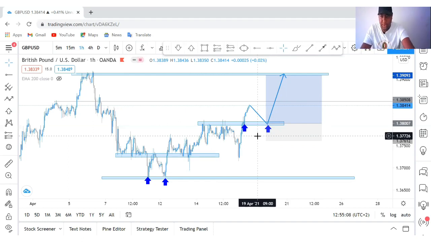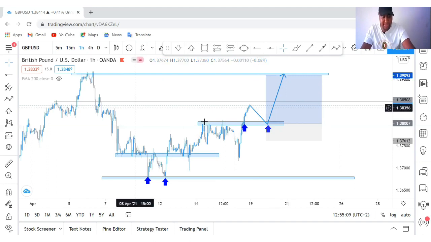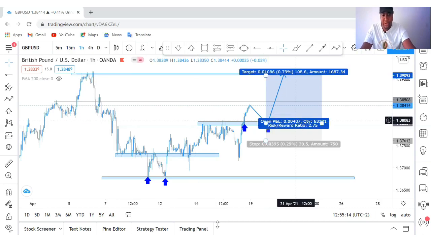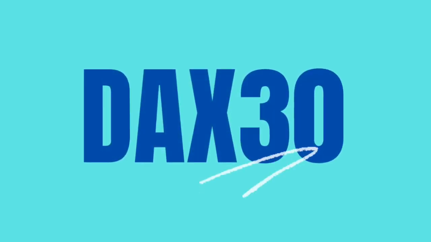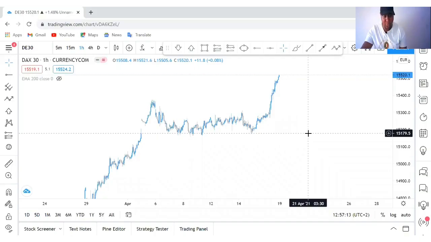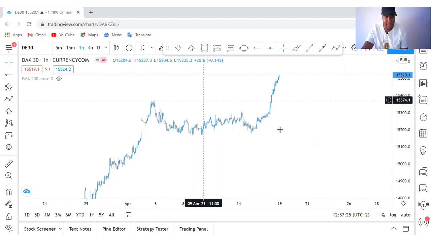Okay, so in this case, we have this analysis, and I'm saying that I'm anticipating the market to be buying. Okay, guys, so I am on Dax30 right now, or what we call Germany 30. I do trade this sometimes, most of the time I do trade Germany 30. So we're on the 1 hour time frame right here, and I'm observing the market structure.